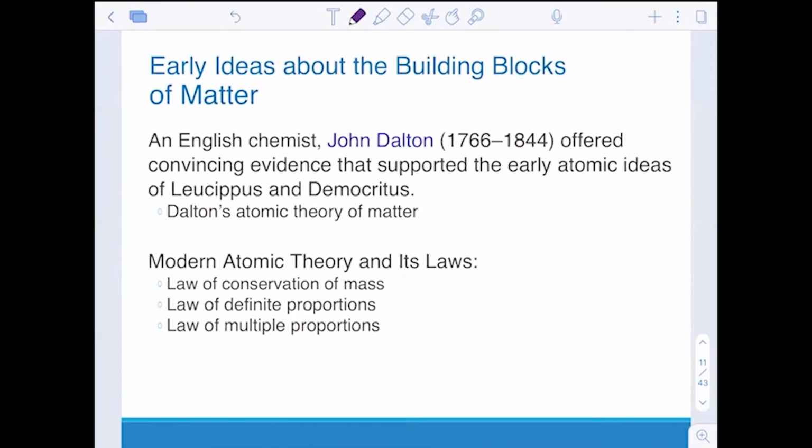Now, the early ideas, who came up with a lot of these things. One of the big name players that we'll see a lot repeated over the course of the semester is John Dalton. He was the first to offer convincing evidence to the discussion that matter is created by small particles.